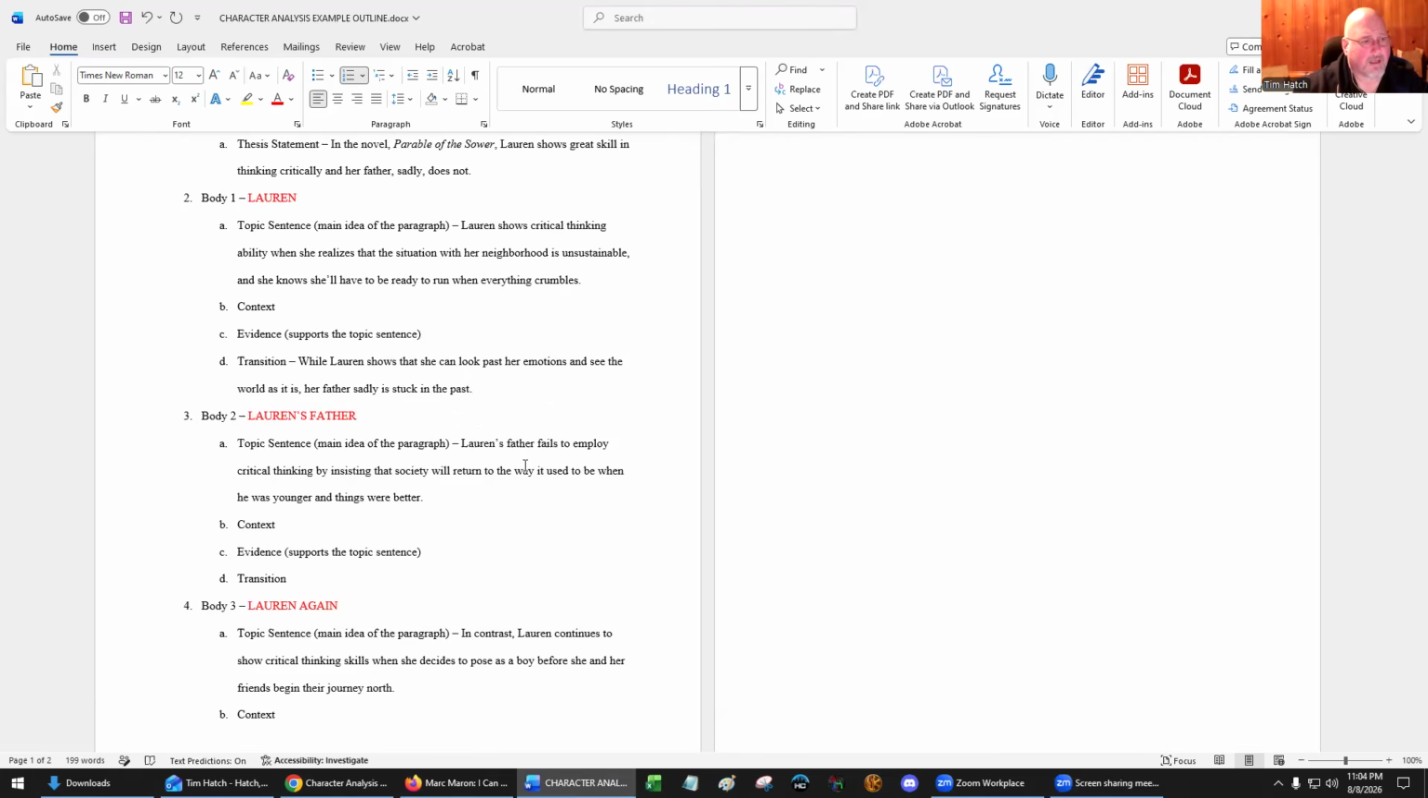And the formula I tell my students to use, I'm telling you to use, is always this. In addition to X, also Y. So X in this case is Lauren showing her quality critical thinking, and Y is her father failing to think critically. In addition to X, also Y. While Lauren shows that she can look past her emotions and see the world as it is, her father sadly is stuck in the past.